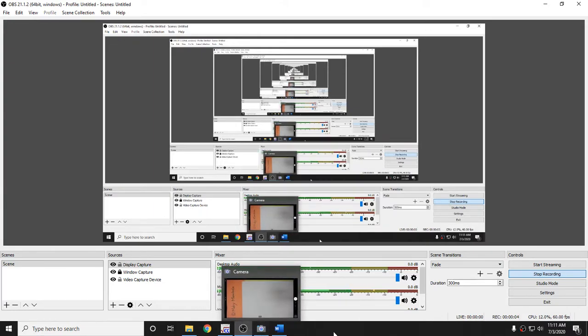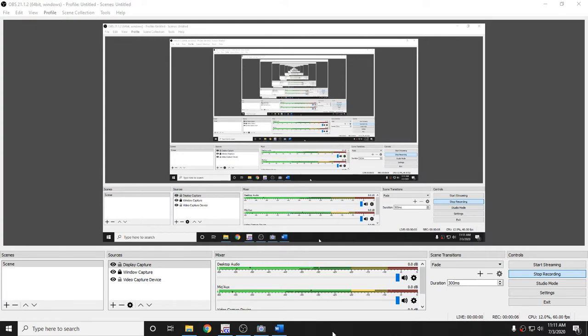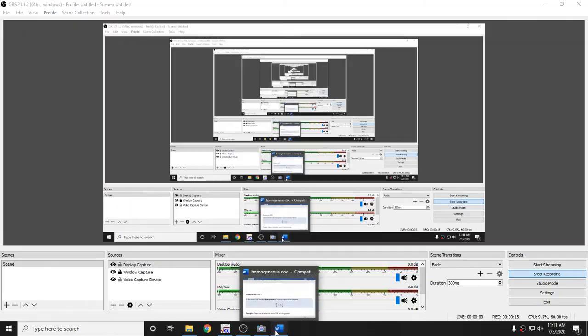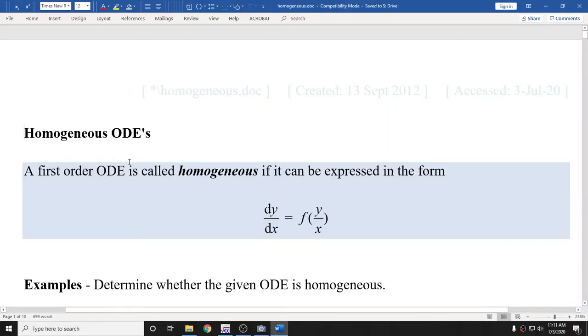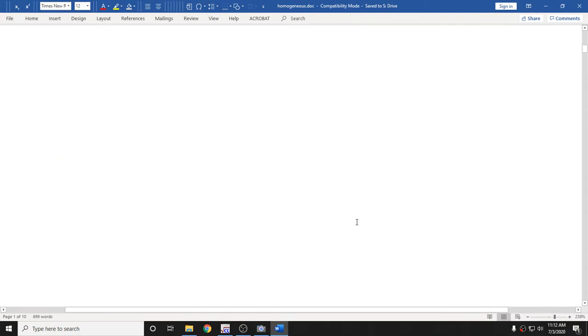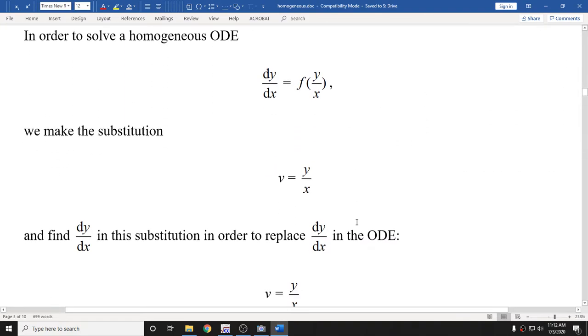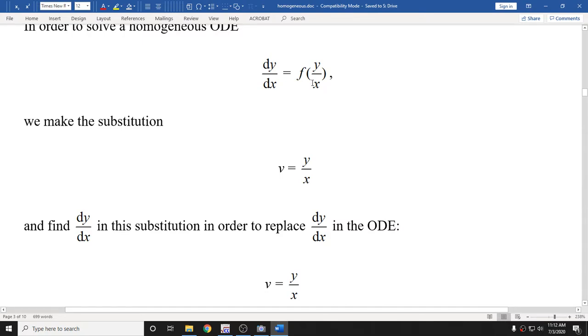Hello. In this video, we're going to exemplify solving homogeneous differential equations. So recall that the homogeneous first order ordinary differential equation has the form dy over dx equals f of the variable y over x. Our method of solution consists of making the substitution y over x is the variable v.